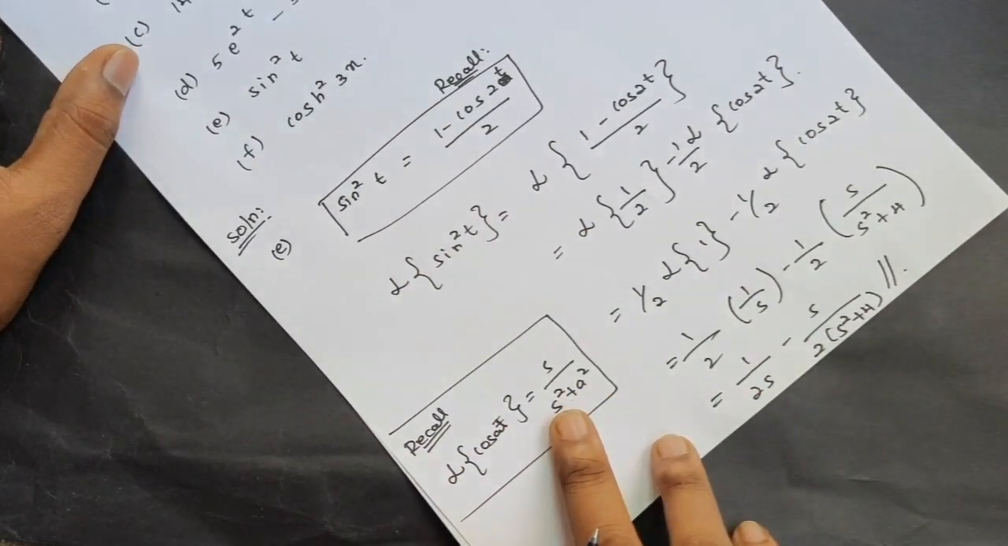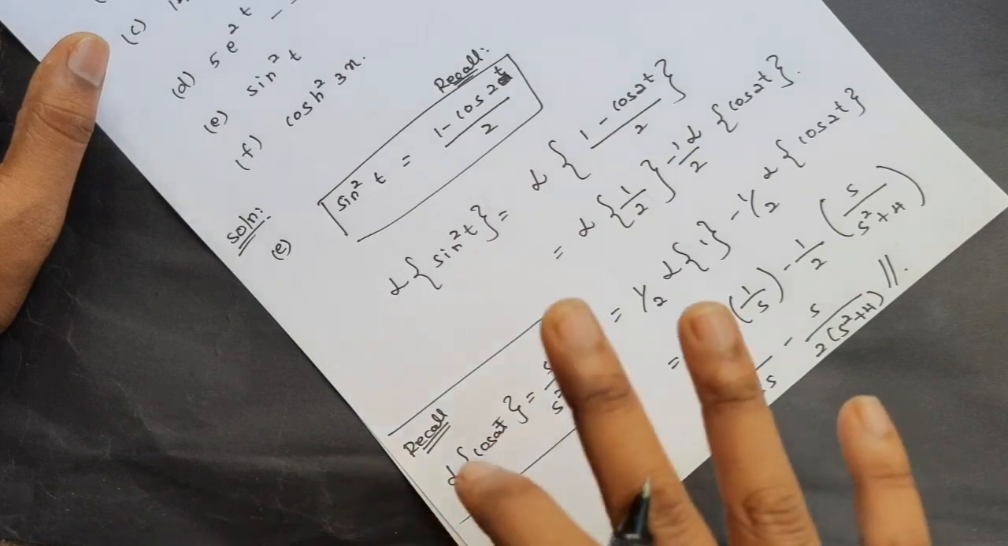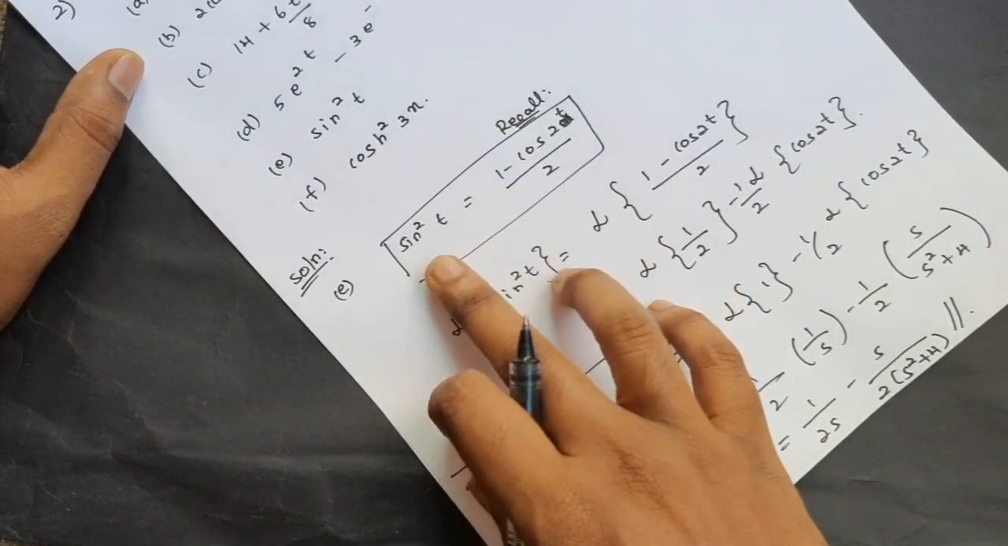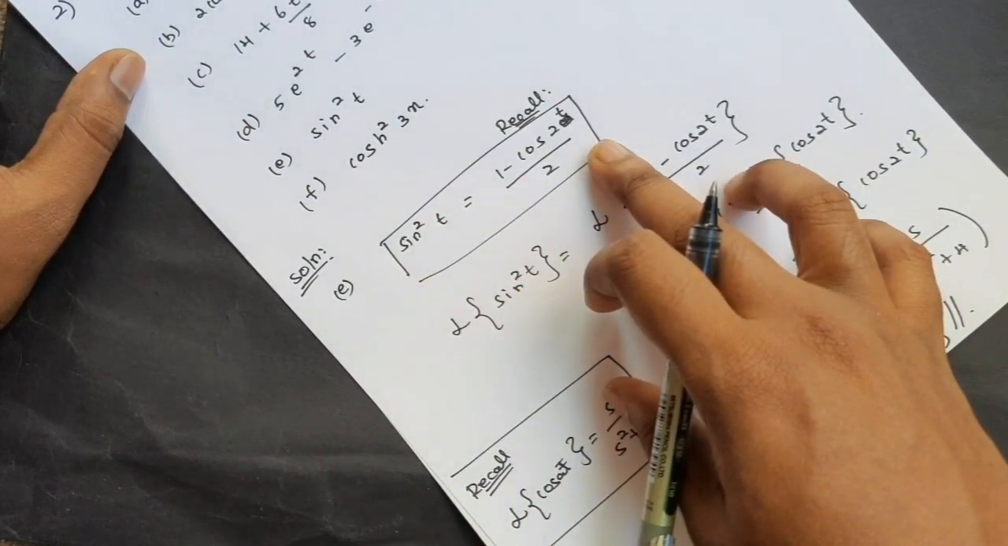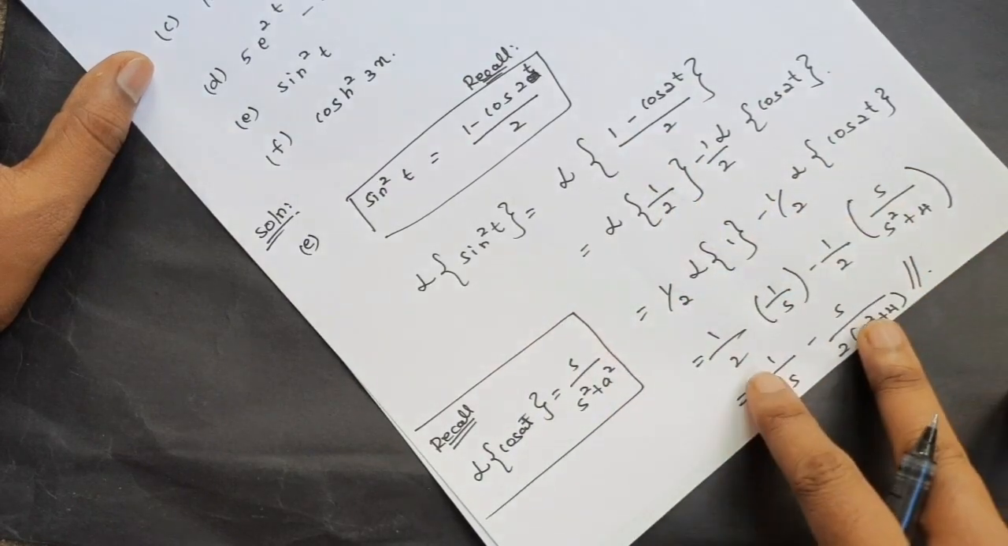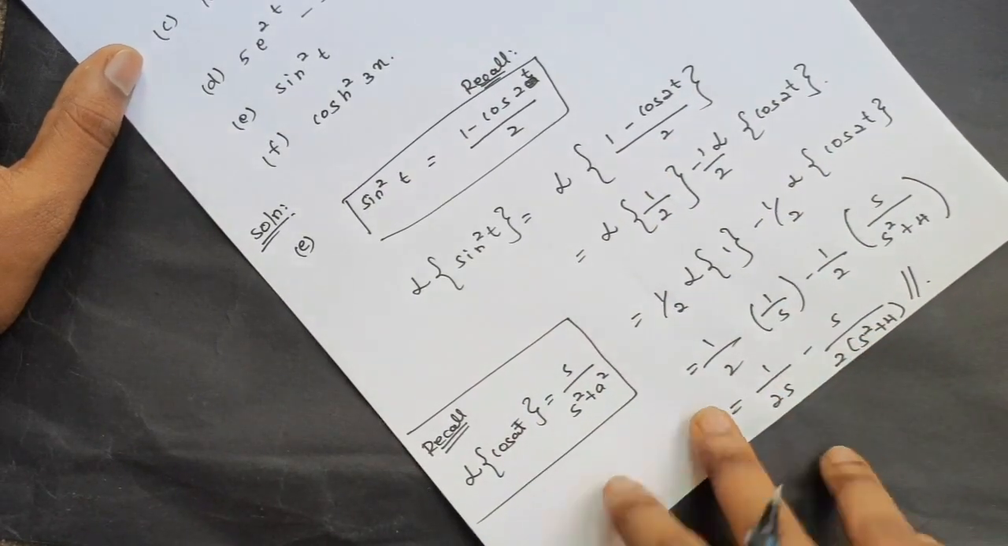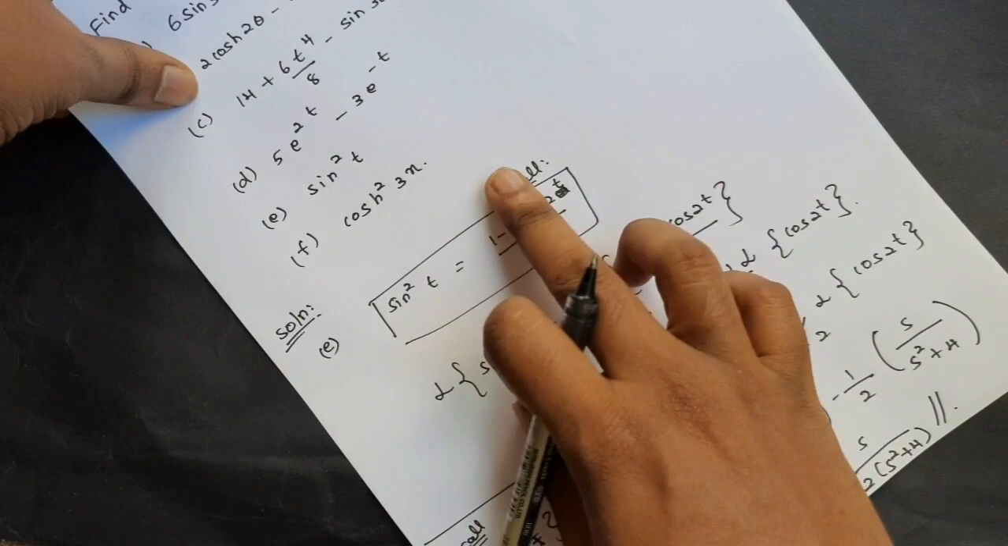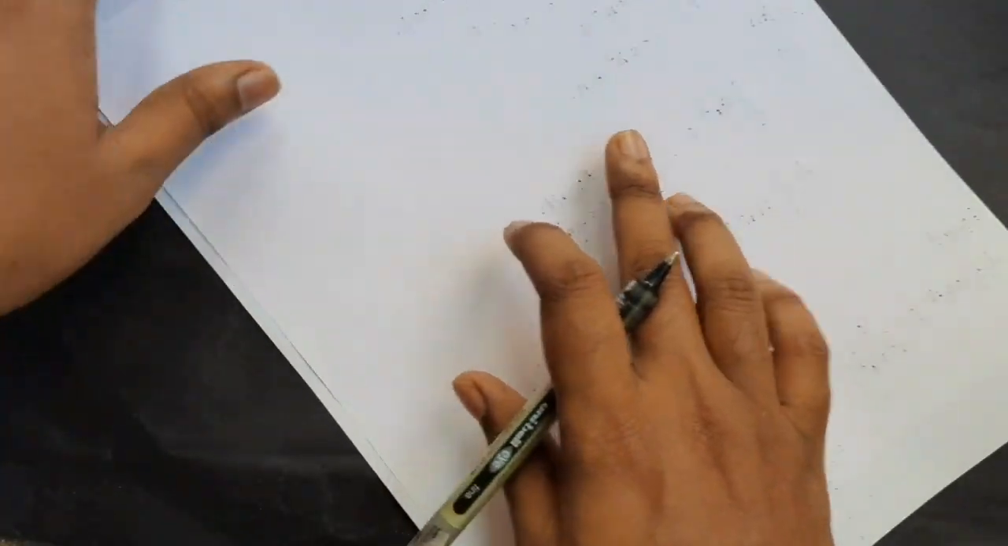I hope you understood, guys. I didn't do any new technique. I just applied the trigonometry formula and applied the normal Laplace transform concept only. Okay, so next we will do cosh square 3x.